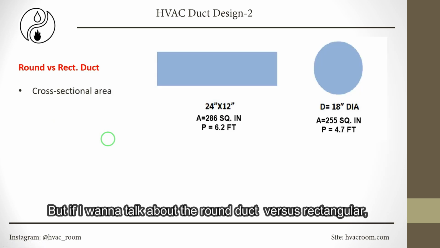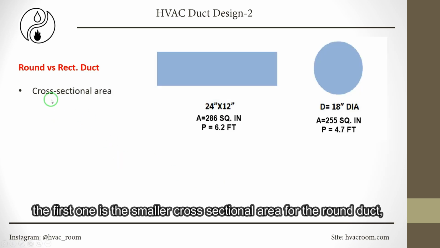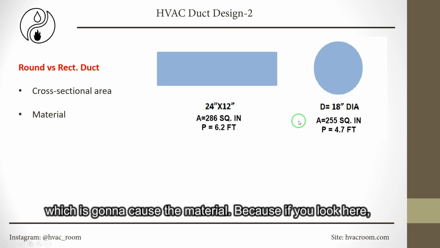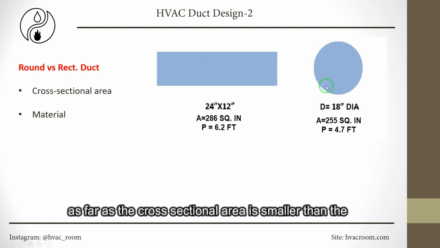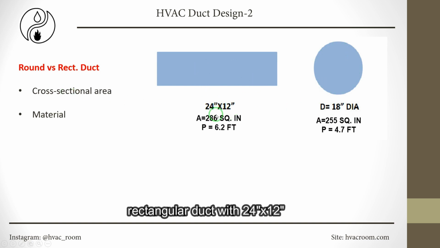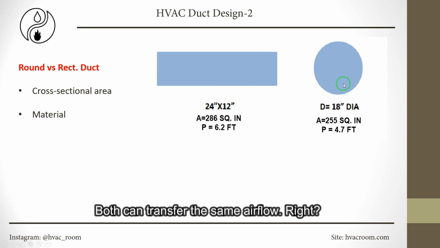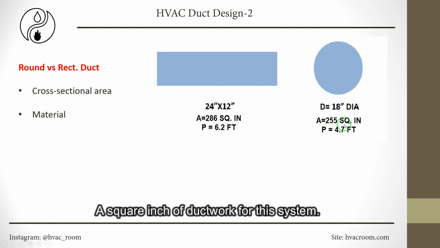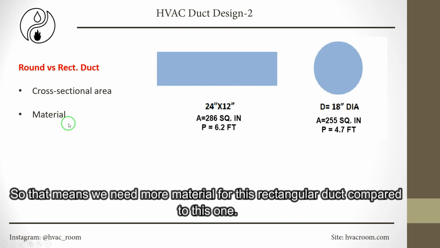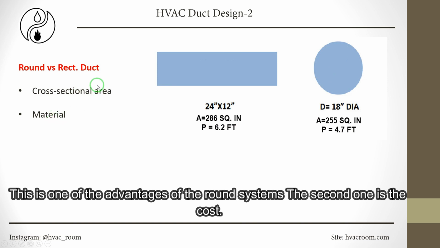So if I want to talk about the round ductwork versus rectangular, the first one is the smaller cross-sectional area for the round duct, which is going to cut the material, because if you look here, for example, an 18-inch diameter duct, as far as the cross-sectional area, is smaller than a rectangular duct with 24 by 12 inch. Both can transfer the same airflow, right? But when you look at the sectional area, here we have 255 square inch of ductwork for this system. For this one, we have 286. So that means we need more material for this rectangular duct compared to this one. This is one of the advantages of the round systems.